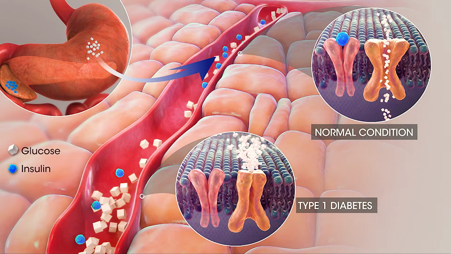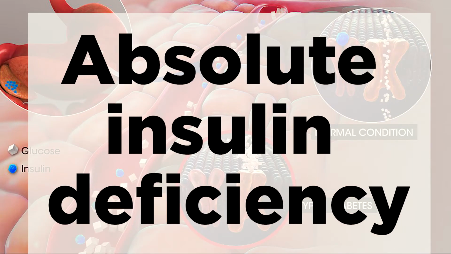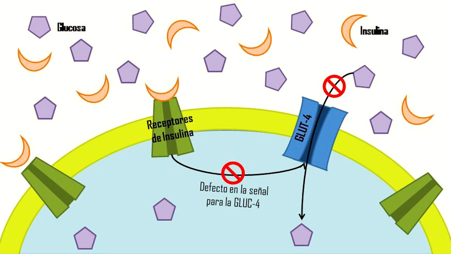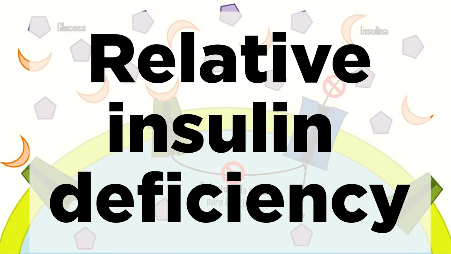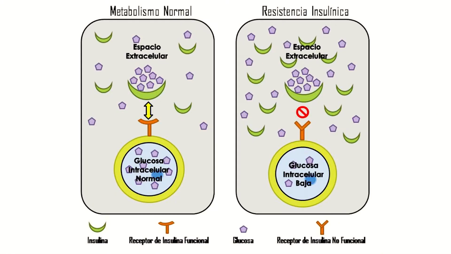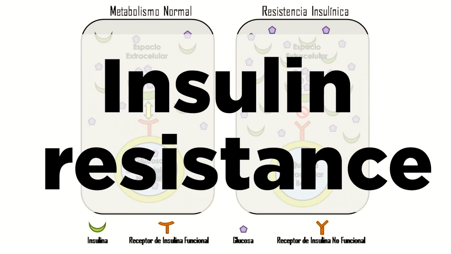If the beta cells of the pancreas are damaged or do not produce enough insulin, this leads to an absolute insulin deficiency, a characteristic feature of type 1 diabetes. In type 2 diabetes, insulin is produced in normal or even increased amounts, a relative insulin deficiency, but the mechanism of interaction of insulin with the cells of the body is disrupted. This is called insulin resistance.